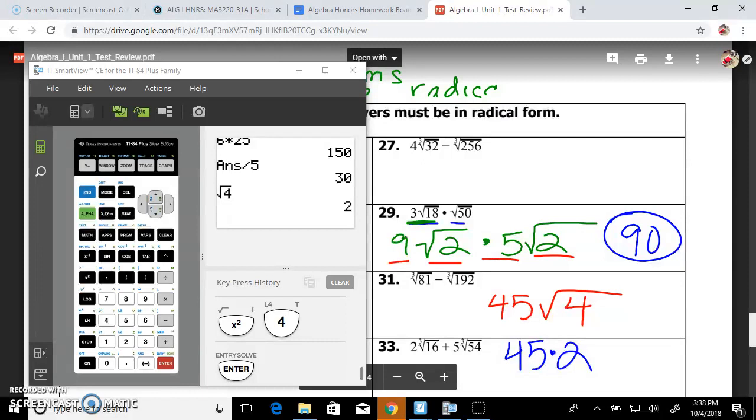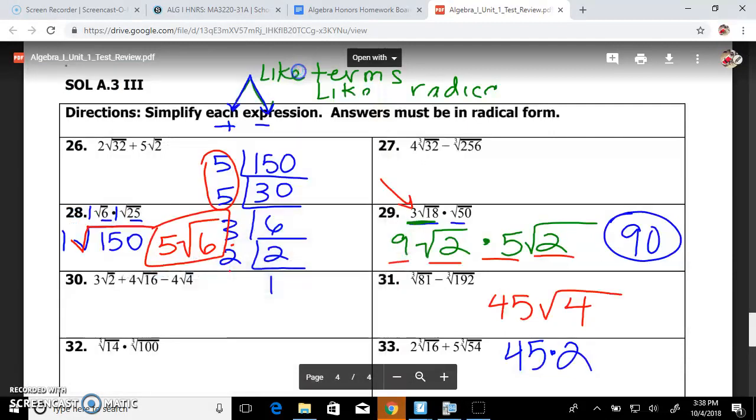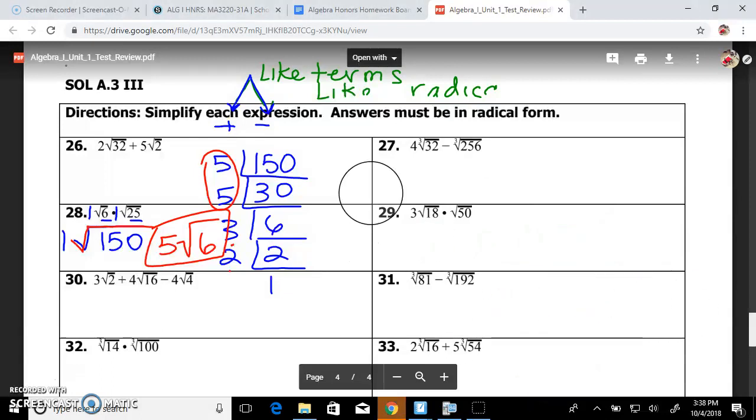Remember, you should always check yourself in your calculator. So let's actually put our original expression in the calculator. 3 second x squared for square root of 18. Then you need to get out of the radical symbol, so you move to the right, times second x squared, or the square root, of 50. And we get 90. It's a great way to check yourself. You should always do the math first on paper, and then please use your calculator to check yourself.